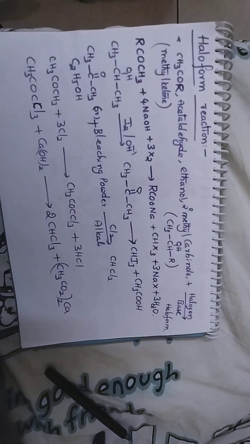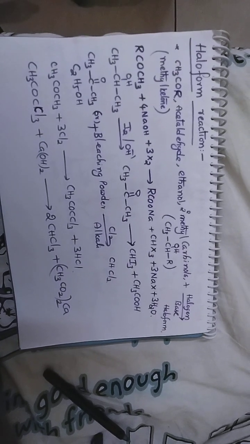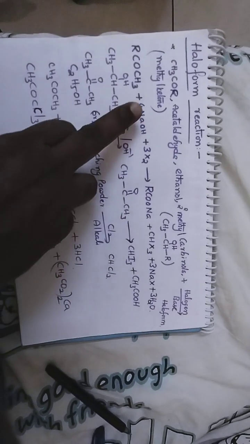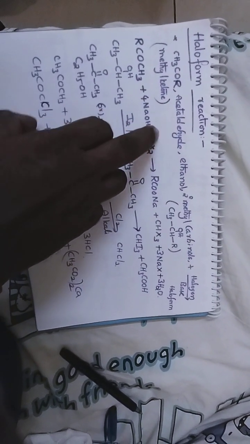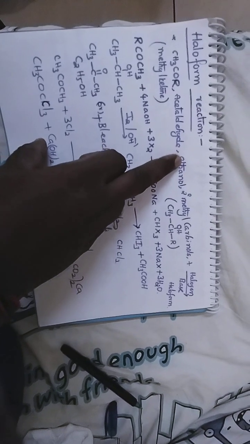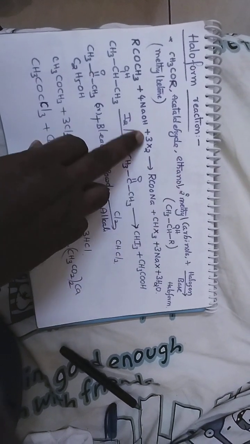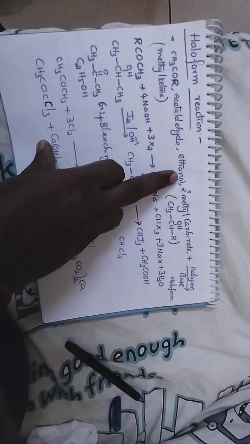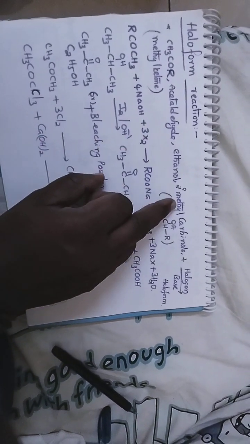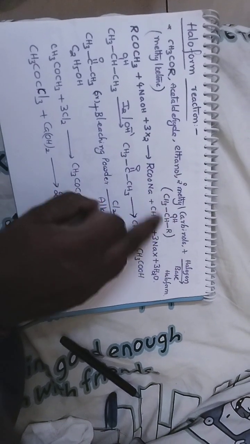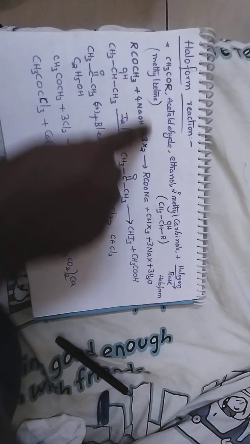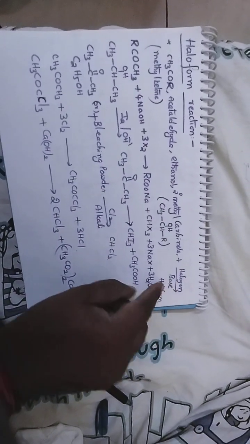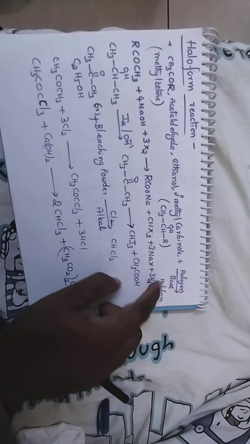Next, haloform reaction. Haloform reaction means the condition is methyl ketone or acetaldehyde. In acetaldehyde also CH3CO is there. Ethanol also, if you treat it with iodine and base, it will be oxidized to this acetaldehyde. And secondary methyl carbinols, so secondary alcohols. Any one of these, when treated with halogens and strong base, will give haloforms.